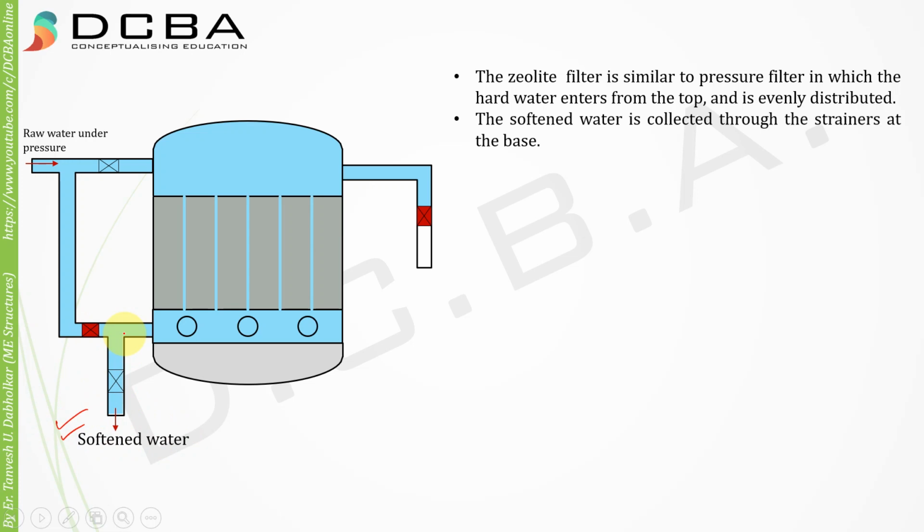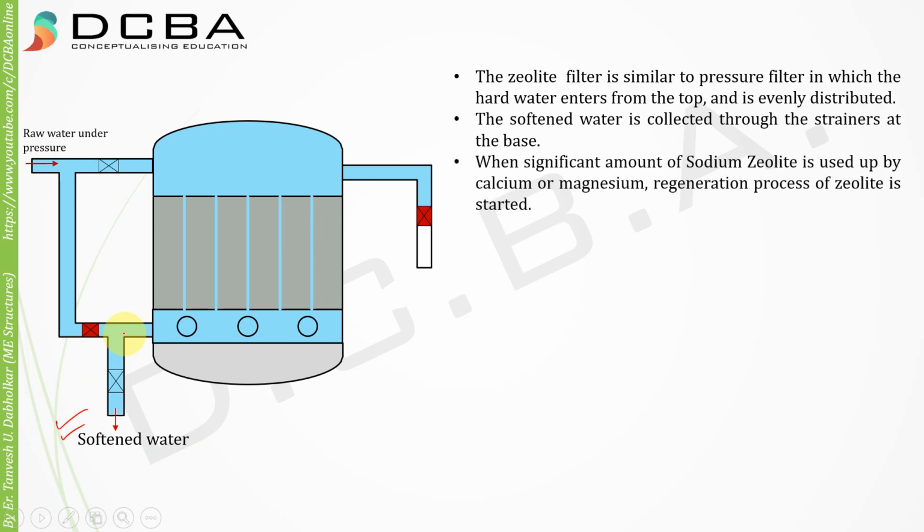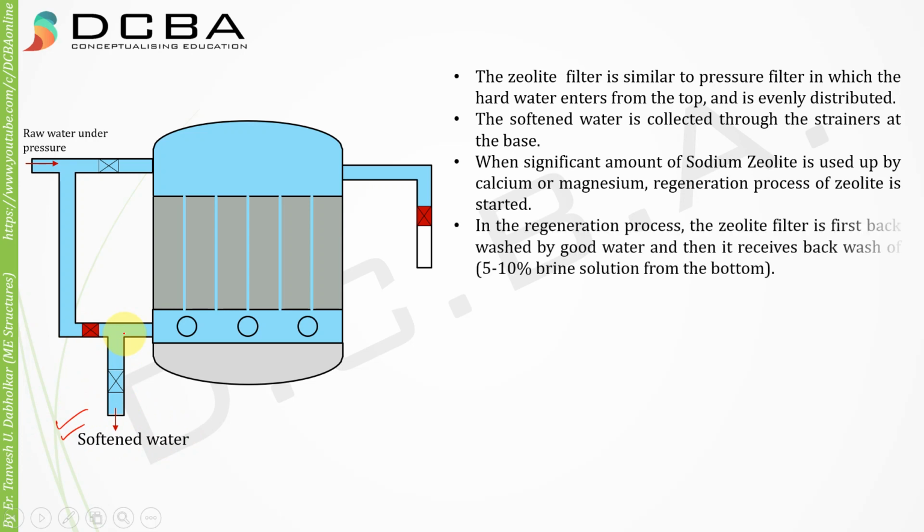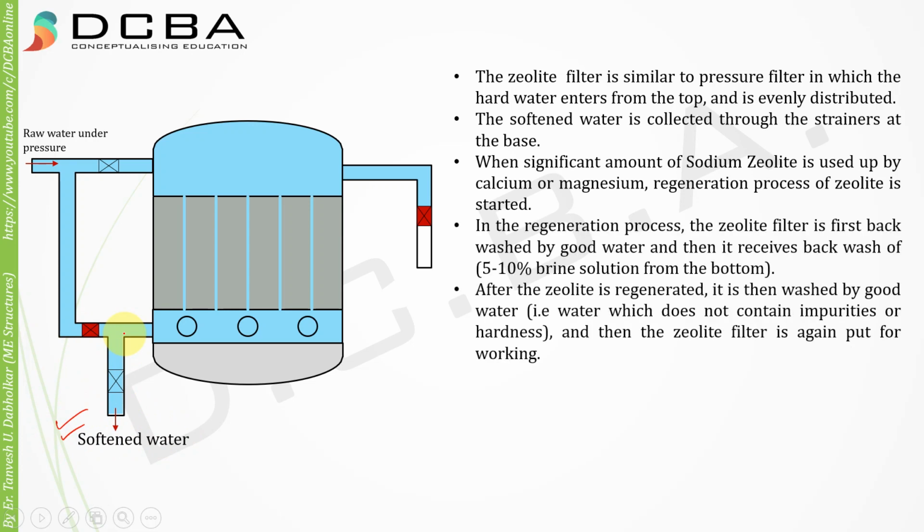And the other part is that I have already explained to you how the zeolite is regenerated using your brine solution, 5 to 10% brine solution. After the zeolite is regenerated, it is then washed by good water, that is the water which does not contain impurities or hardness, and then the zeolite filter is again put for working. So after you pass the brine solution, you have converted your calcium or magnesium zeolite into active or sodium zeolite. Then you again wash it with some good water, the water which does not contain hardness, and this zeolite is again put to use.